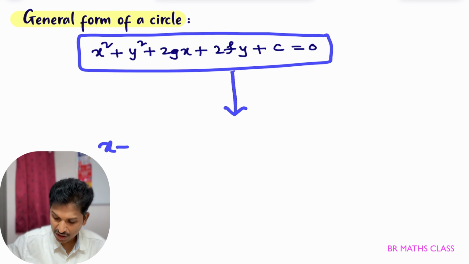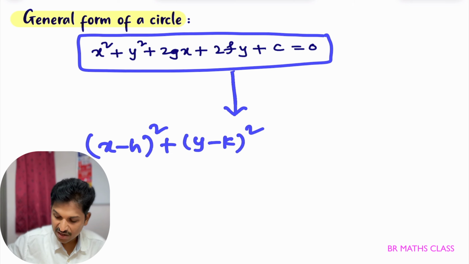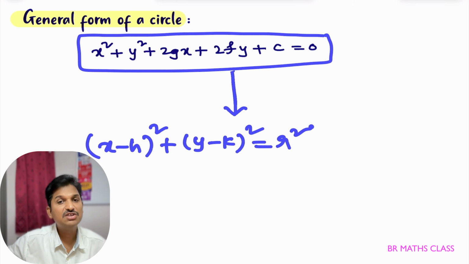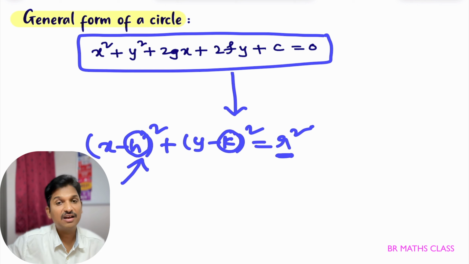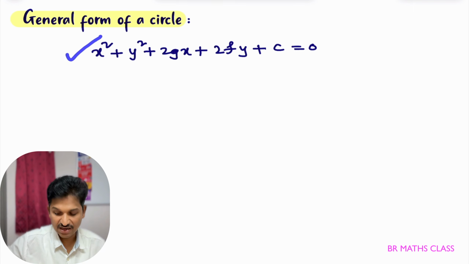Actually, if you know that (x minus h) whole square plus (y minus k) whole square equals r square, if the equation is of this form, we can say that for this circle, center is (h, k), radius is r. That is what we just learned, right? So this circle I'll write in the form (x minus h) whole square plus (y minus k) whole square equals r square, so that I can easily say what is the center of this circle.